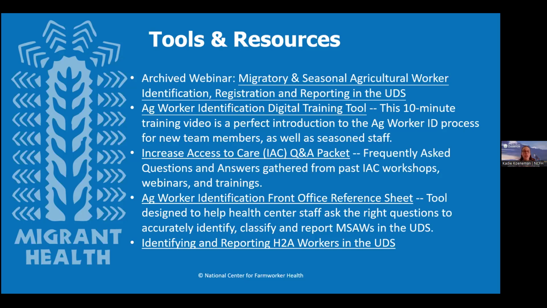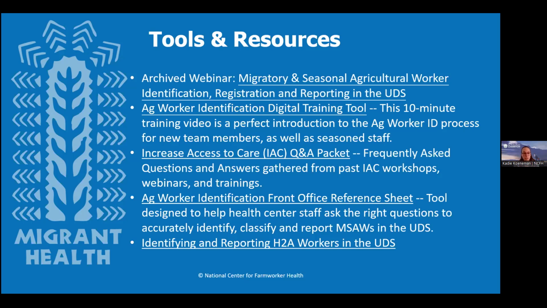A resource that I mentioned earlier in the training is the Ag Worker Identification Front Office Reference Sheet. This is a tool designed to help health center staff to ask the right questions and accurately identify and classify your ag worker patients in the UDS. This is a customizable PDF where you can compile those common tasks, industries in your area and have it at the front desk to help support the ag worker identification process.